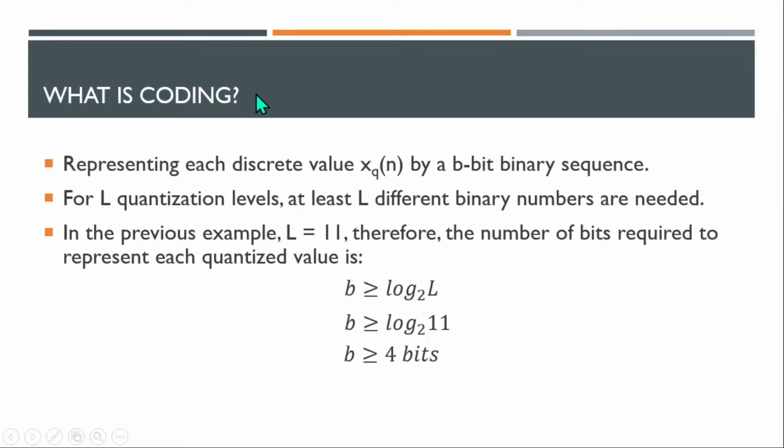After converting the analog signal into discrete time, discrete value, it will be converted to binary values. We will use this condition to determine the minimum number of bits that will be used to represent each discrete value. For 11 quantization levels, at least 4 bits are required to represent each discrete level.